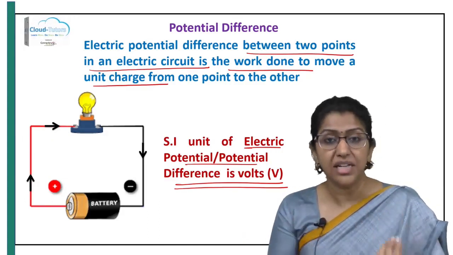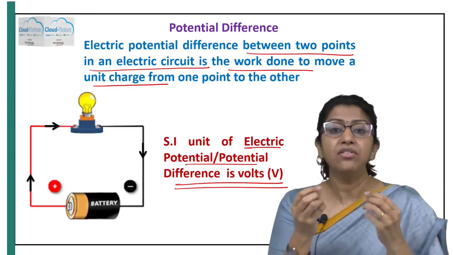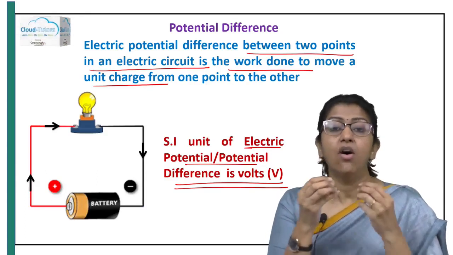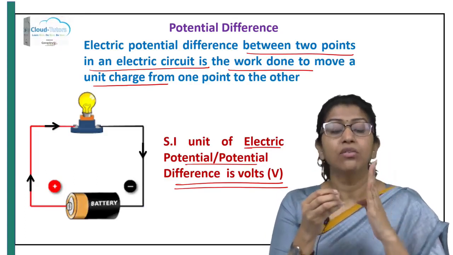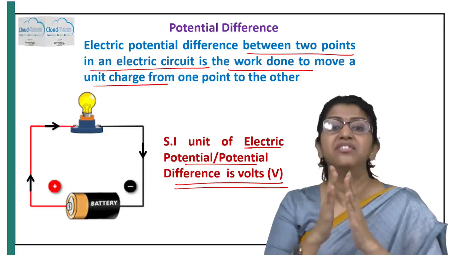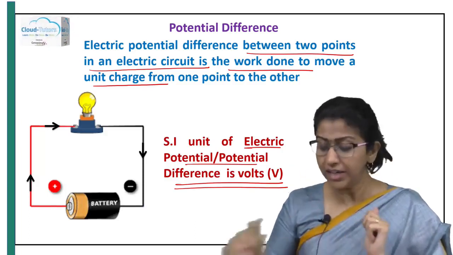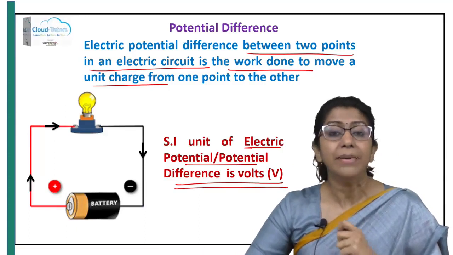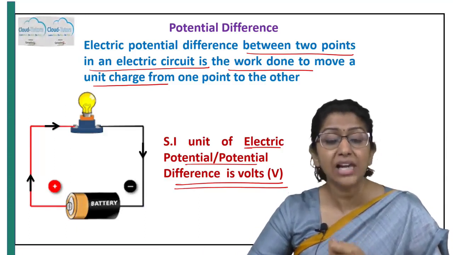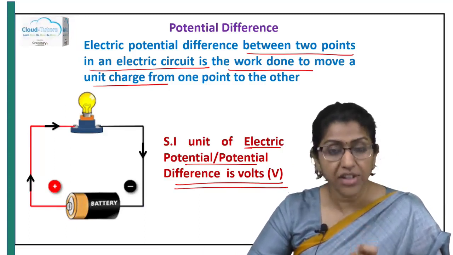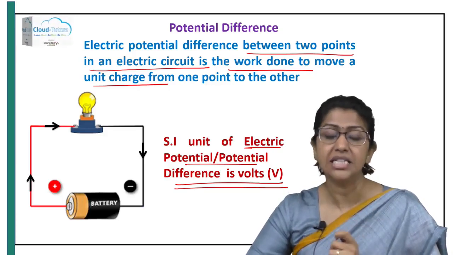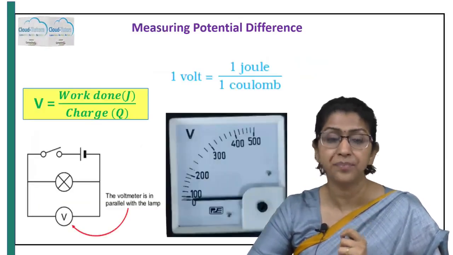Whereas potential difference is the amount of work that needs to be done on a unit charge while moving it from one point to another within a circuit. Both of them are measured in volts, or the SI unit of both electric potential and potential difference is volts.